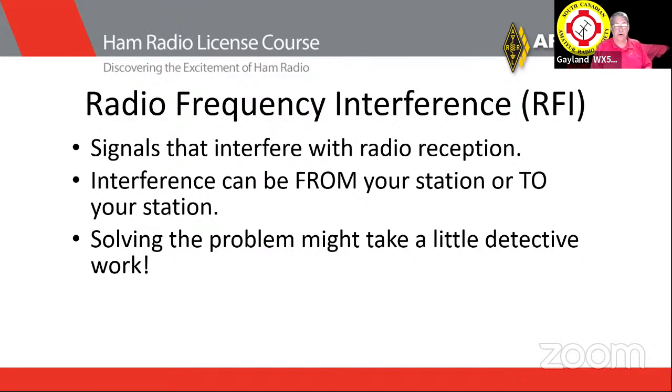Radio frequency interference. Signals that interfere with your reception. Remember that that works both ways. Maybe you're the cause of the problem. Maybe you're the receiver of the problem. Might take a little detective work. Just as I talked about earlier with our public safety stuff, and it took some really smart engineers to figure that one out.